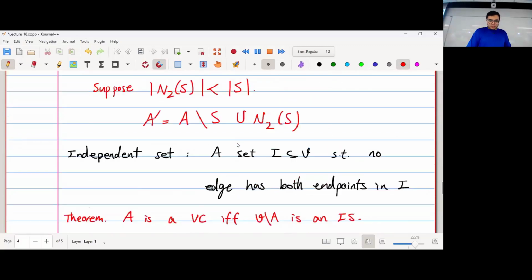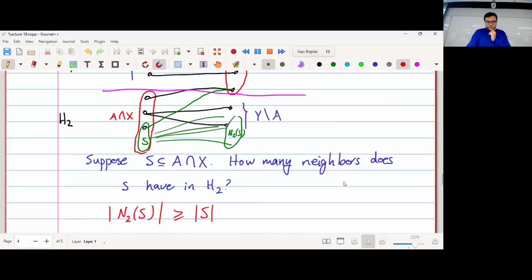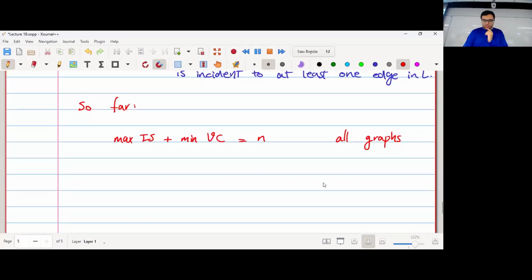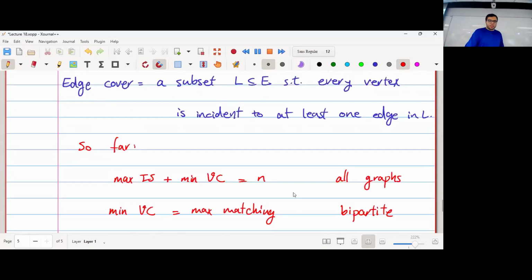But we also had this theorem of Koenig, which says that in bipartite graphs, minimum vertex cover is equal to maximum matching. But this is only in bipartite graphs. But now I've defined a new thing, edge cover, and I want to see if I can find similar theorems.